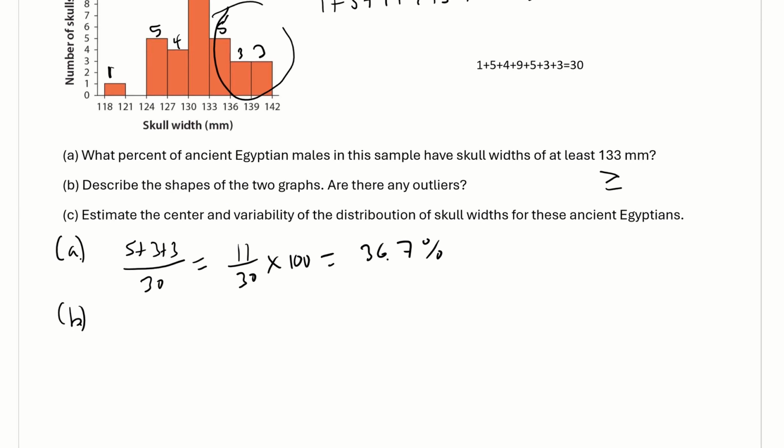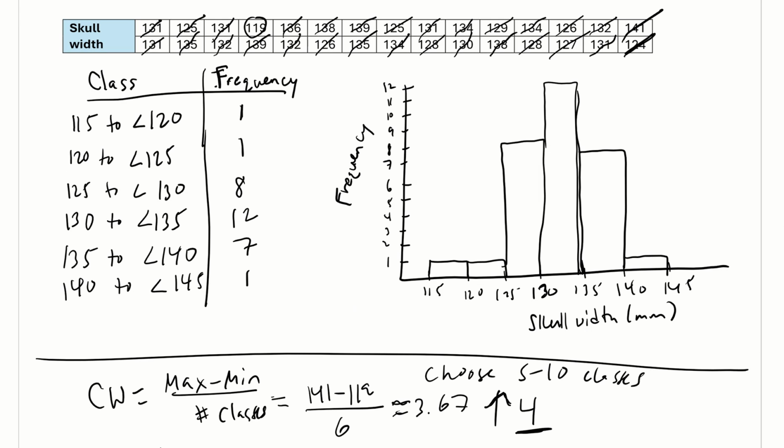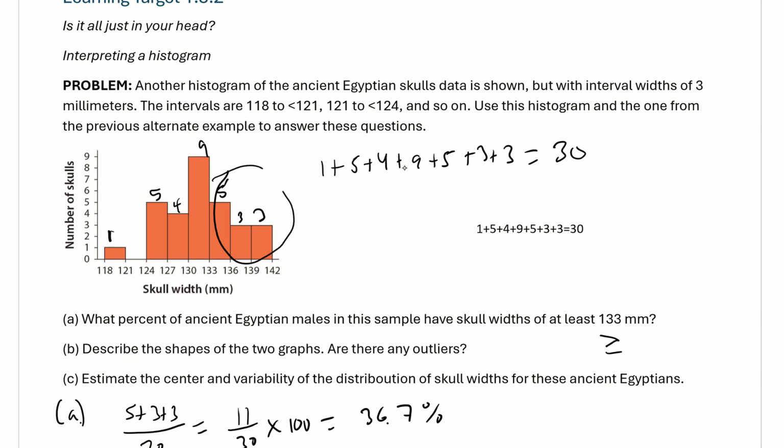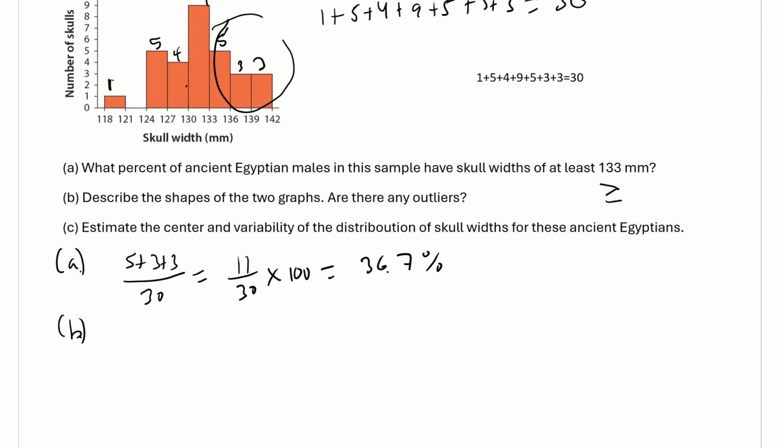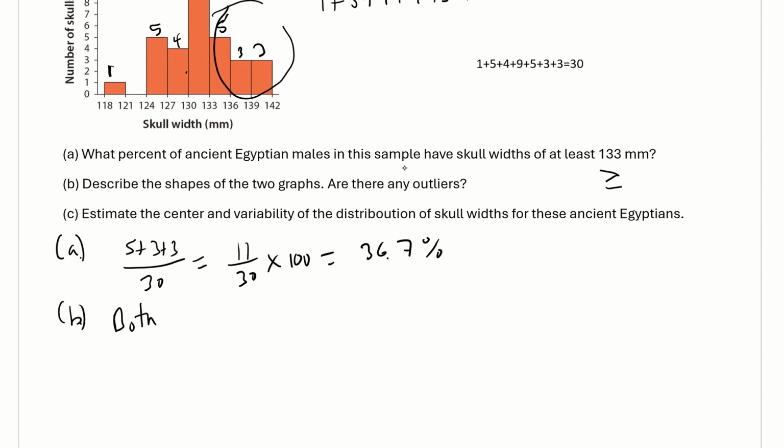So we want to describe the shapes. If I look at the first one, the one that we just drew here, it looks to be slightly skewed to the left, or you could say roughly symmetric because it does have some symmetry to it. Here you could also say skewed to the left or roughly symmetric. I would say roughly symmetric for both of these. There's some low here, nothing there, but it's a rough symmetry. Okay, so I would say that both distributions are roughly symmetric.